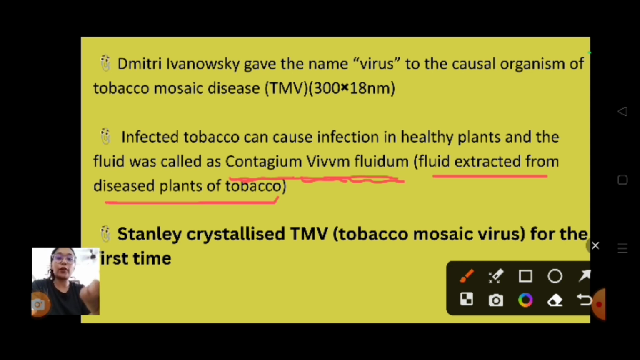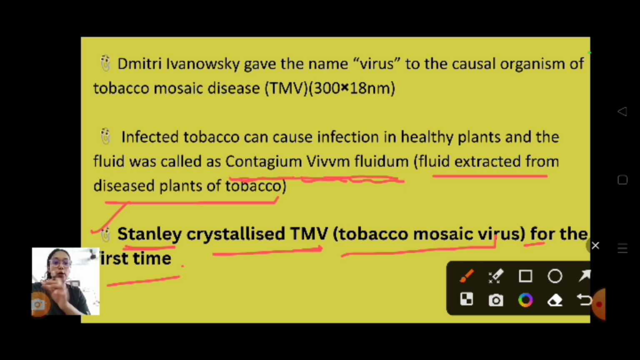Okay, moving on to the next point. Stanley was also a scientist. He crystallized TMV, that is tobacco mosaic virus, for the first time. It means he extracted the tobacco mosaic virus from the infected tobacco plant and crystallized it. So he was the first one. Stanley was the scientist who first crystallized tobacco mosaic virus. Clear?